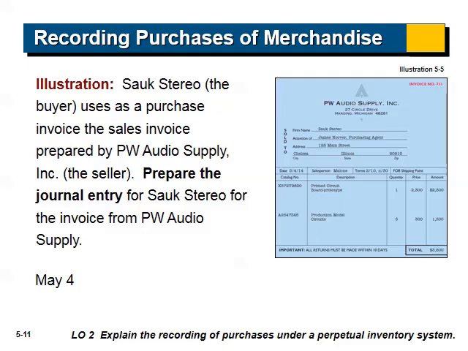So what do we do? What does the purchaser do on May 4th? They debit inventory and credit accounts payable because they bought this on account. So inventory is an asset increasing, accounts payable is a liability increasing.